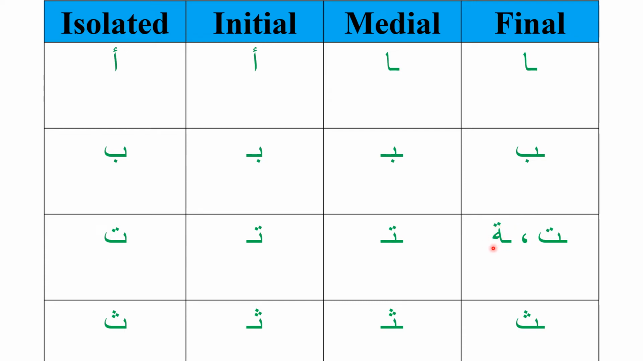But right here, the ta marbuta, we learned about it at the beginning of the course. The ta marbuta in the final position, at the end of a word, looks like this, and it also has a different sound when you stop on it. It could sound like a "ha" at the end when you read it. We will get to it when we learn more about how to read verses and pronunciation later.